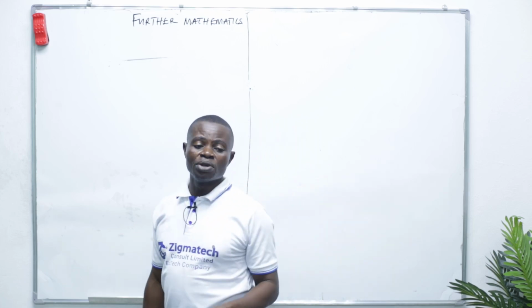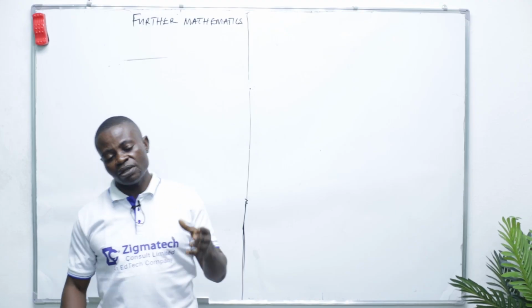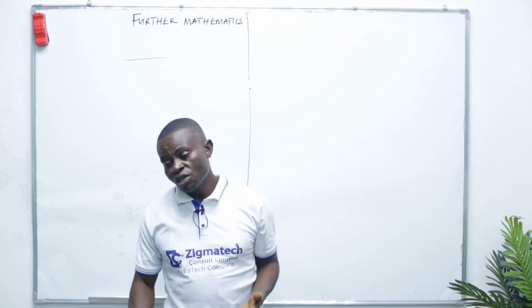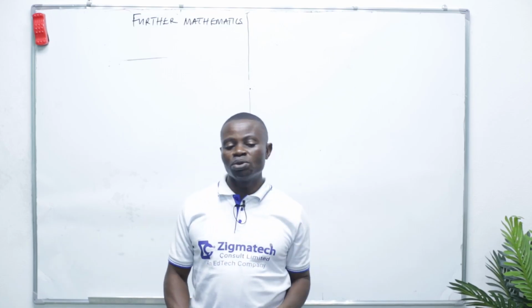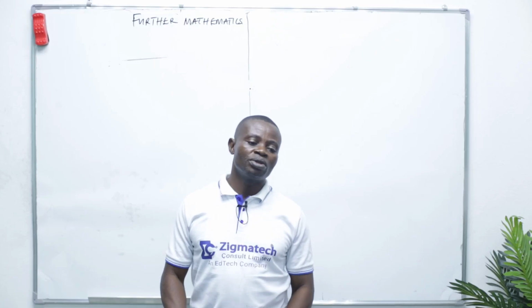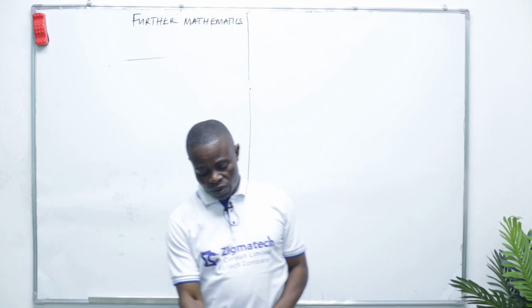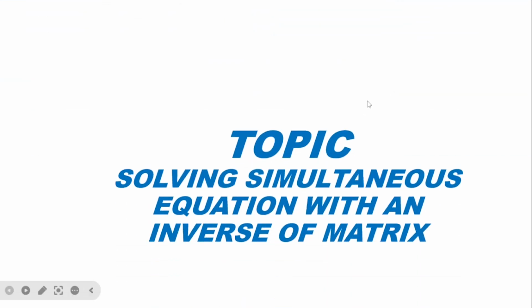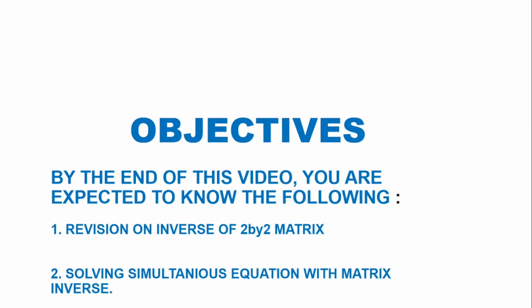Now listen to me, those of you writing JAMB, most of the time you find it difficult to handle the inverse of a matrix, though you only need the knowledge of just 2 by 2, not the 3 by 3 we're about to use. So I want to do a quick revision on the 2 by 2 inverse of a matrix before we proceed. Our objectives here are revision on the inverse of a 2 by 2 matrix, and solving simultaneous equations with the matrix inverse.